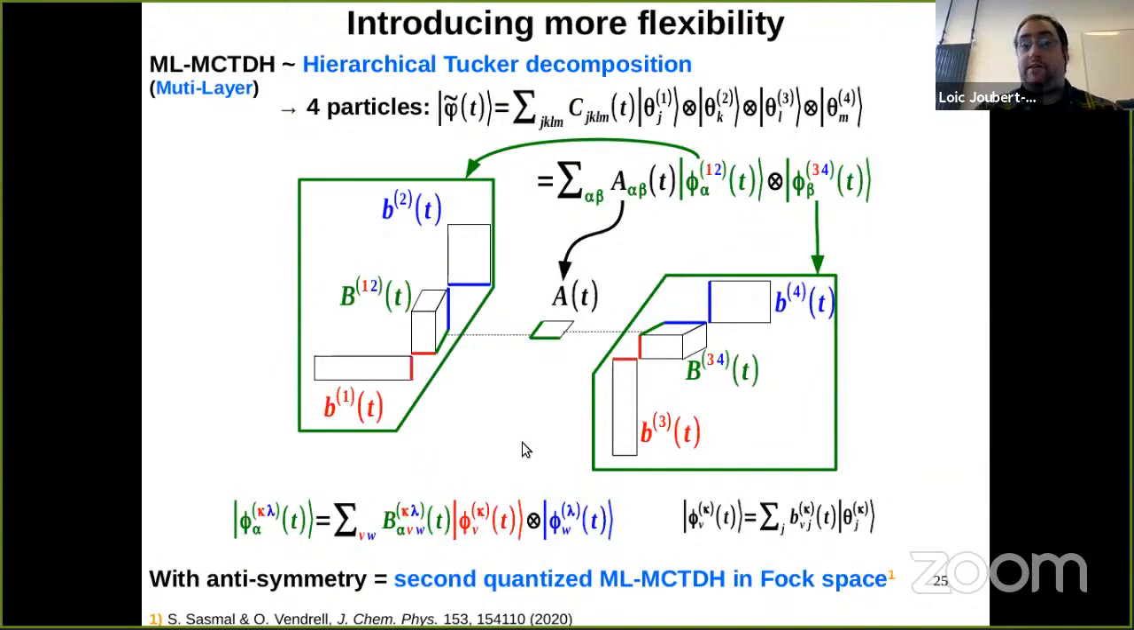And that can be done on two layers, like I showed here, but also on three, four, or many more particles. So it can lead really to very flexible wave functions that can be used to reduce the computational cost.